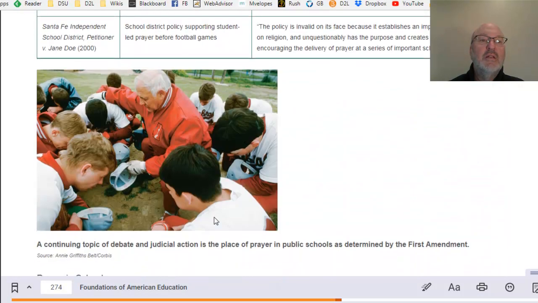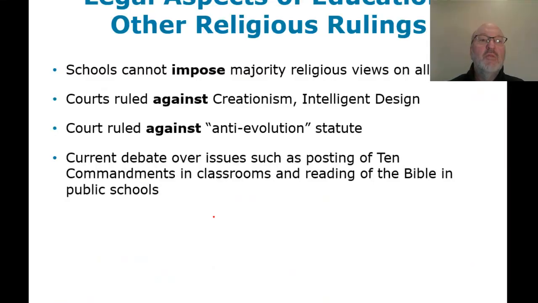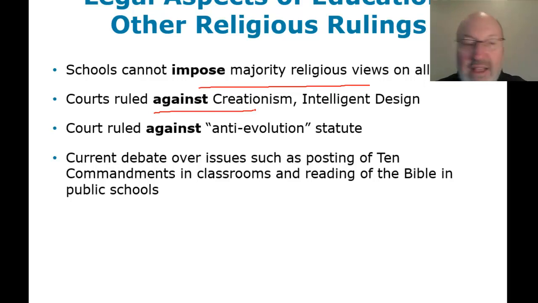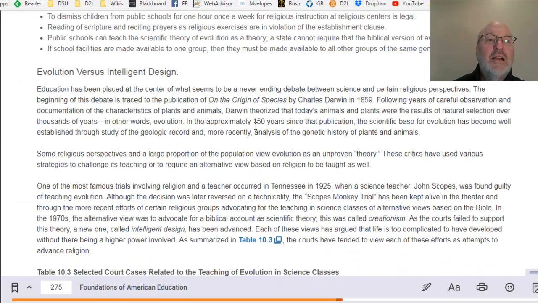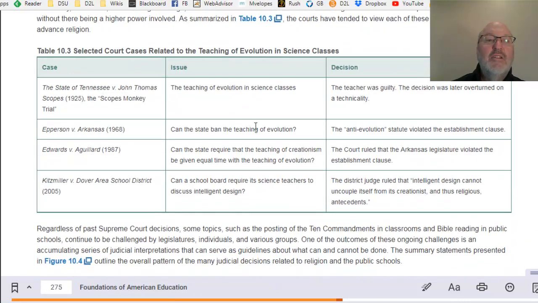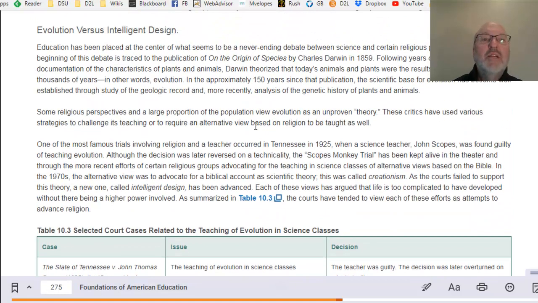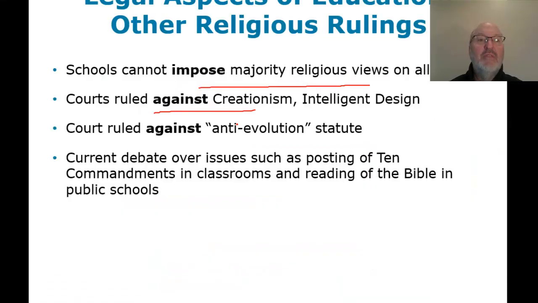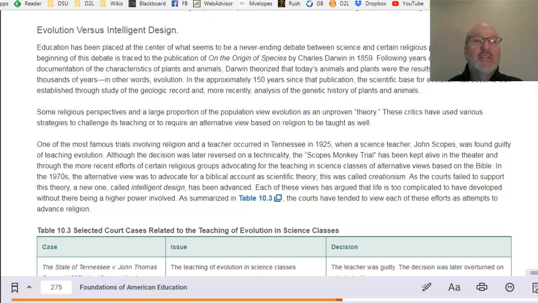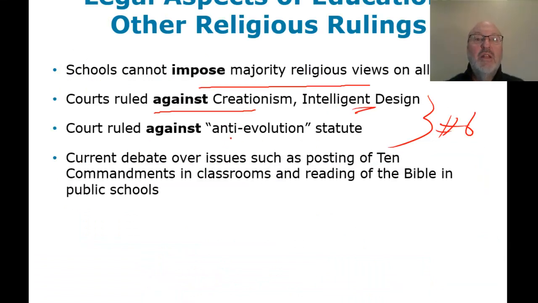Religious activities in school, as we looked at prayer in school. Let's move ahead before we deal with that. Schools can impose majority religious views on all; the court ruled against teaching creationism and intelligent design. So let me just see if we can pick that out of here. And again, look at all the court cases on that. Place in the center of what it means in the original design. I'm going to give this to you, and you read through that. And this is number, is this six here? This is number six. When you pick through this and these court cases, make something about this one and this one.